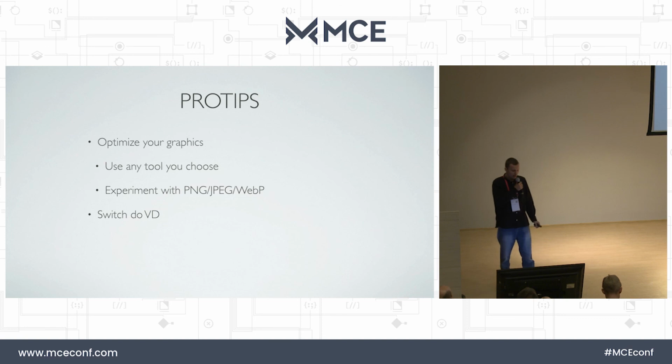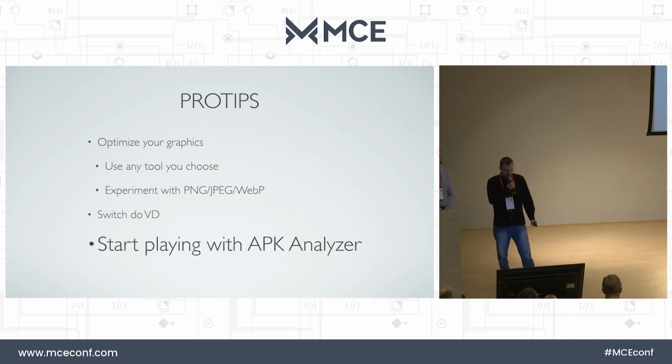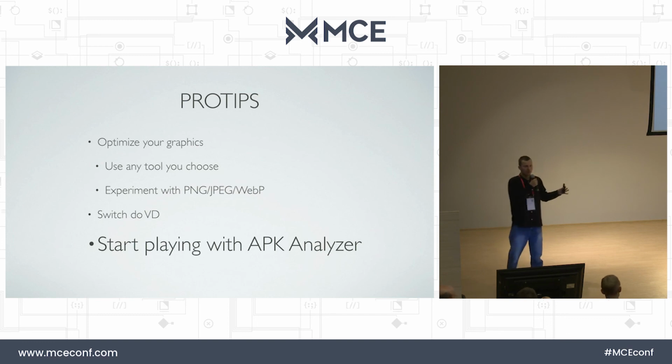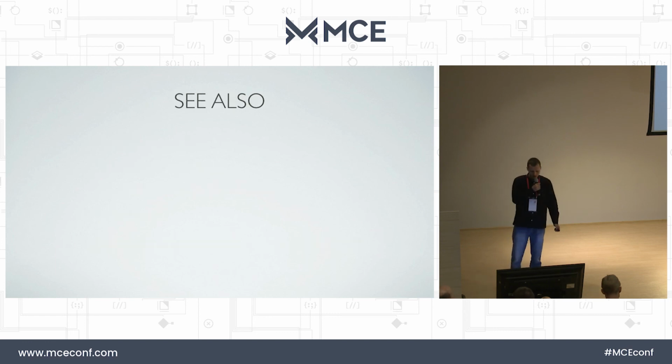In terms of icons, just switch to vector drawables. At this moment, there is pretty much no reason to stick to PNGs. It's a lot more efficient to keep them as XMLs, and it's going to save you a lot of space. It's going to be a lot easier to maintain. And now, last but not least, start playing with the APK Analyzer. That's how we started. It showed us where the problem is with our APK at first, and it's a good starting point for you as well.